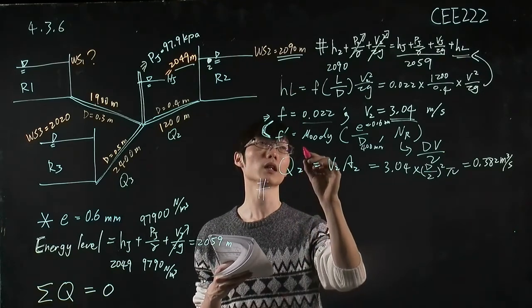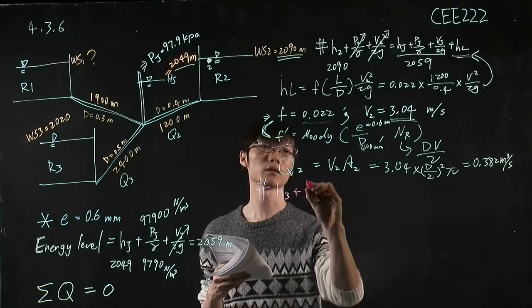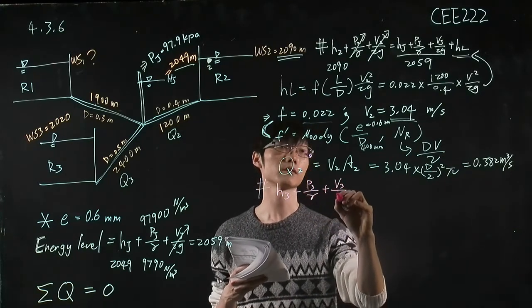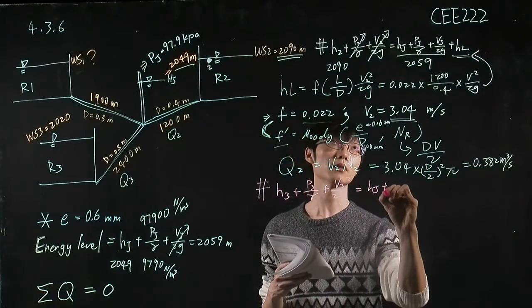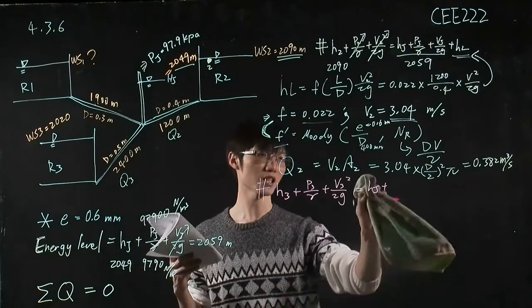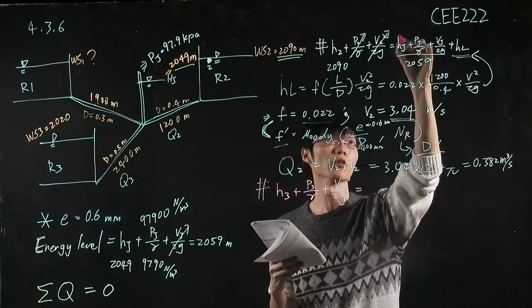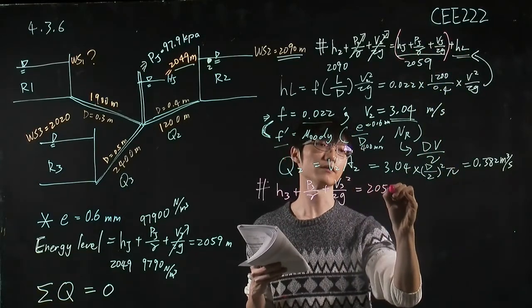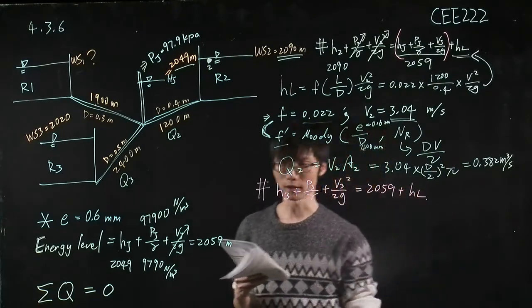Similarly, we can write down the same thing: H3 plus P3 over gamma plus V3 squared over 2g equal to H8. Let me just skip writing this out, it's tedious. We know that the energy level for this term is 2059, and we just need to add the head loss.